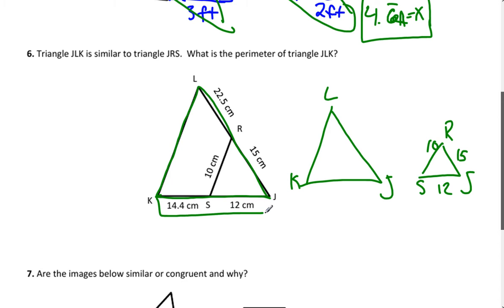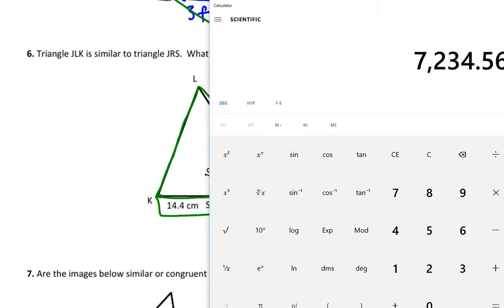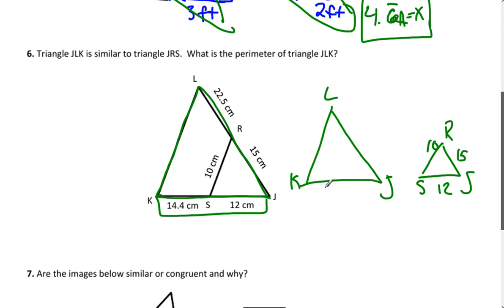If you add 14.4 plus 12, you get 26.4. If you add these two together to get the length from L to J, you would get 37.5. And then to find the perimeter of JKL, all we need to do is find this side here, and we can add up these three sides, and we have ourselves a perimeter.